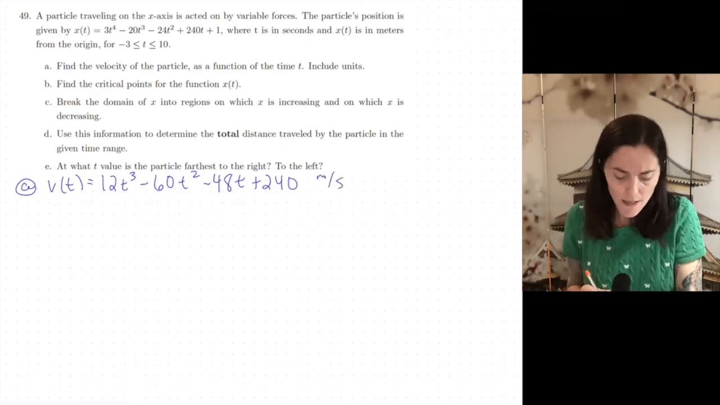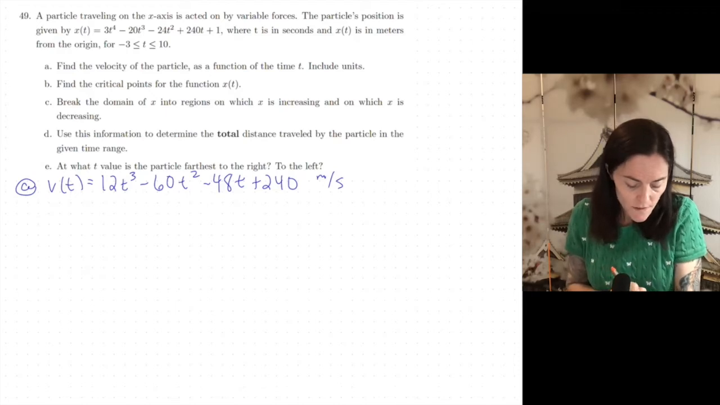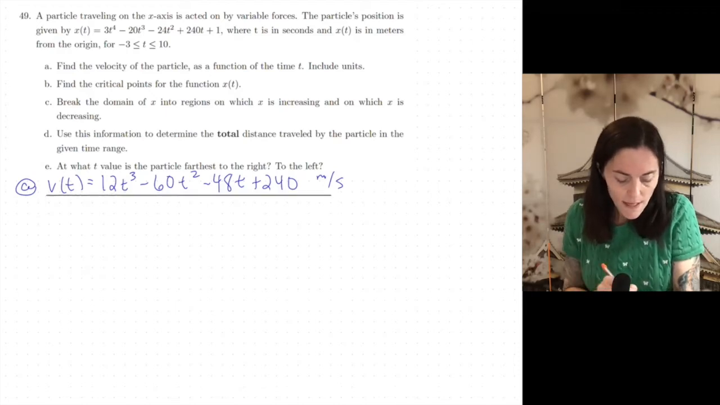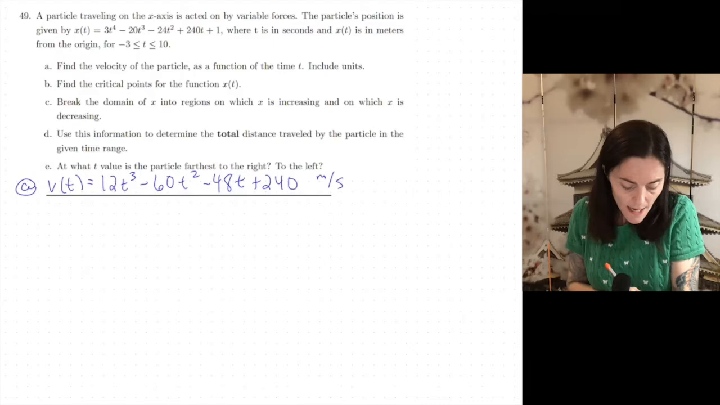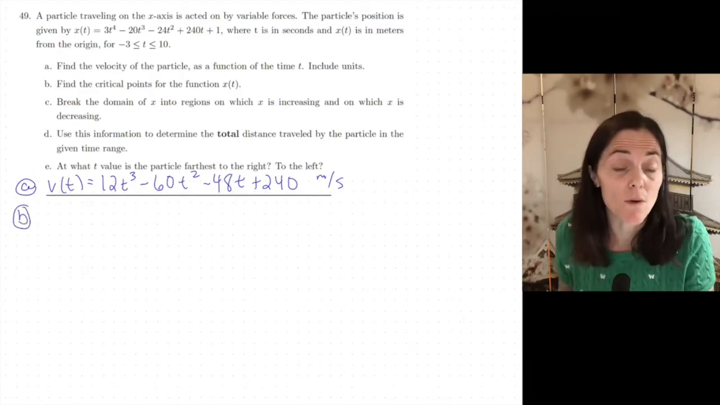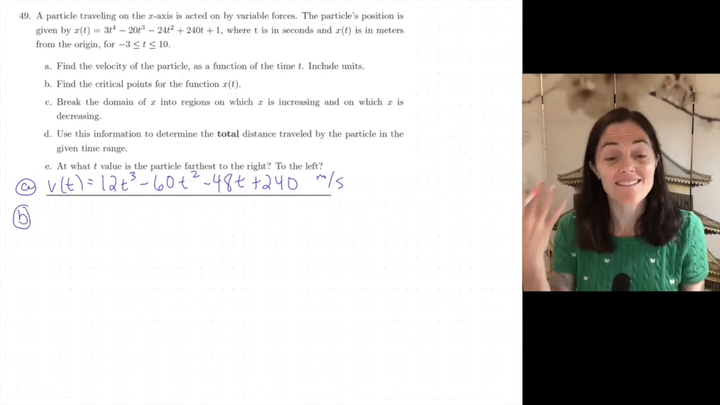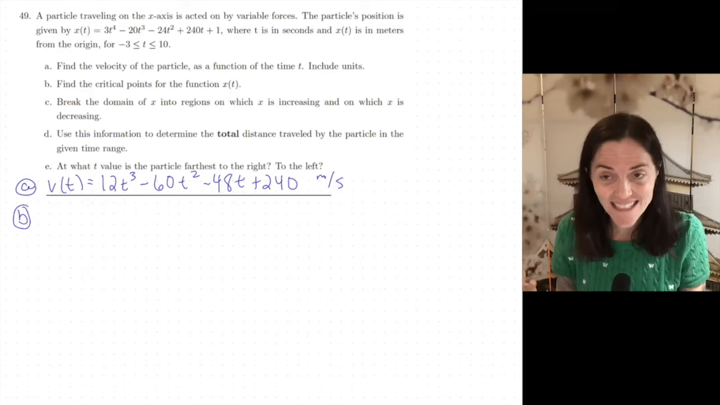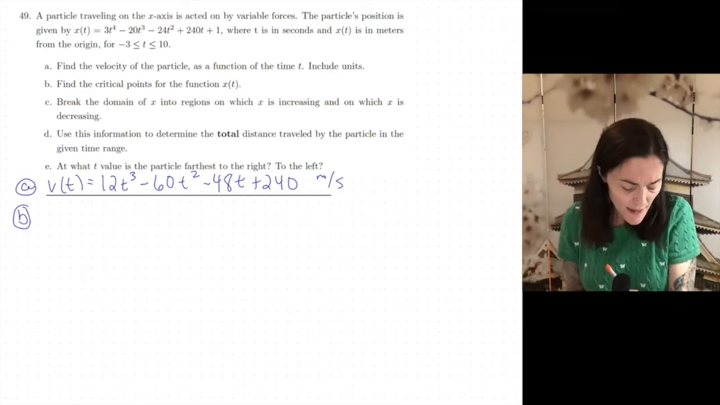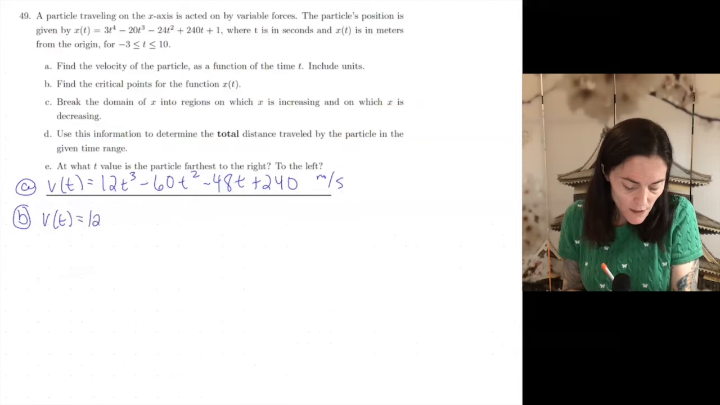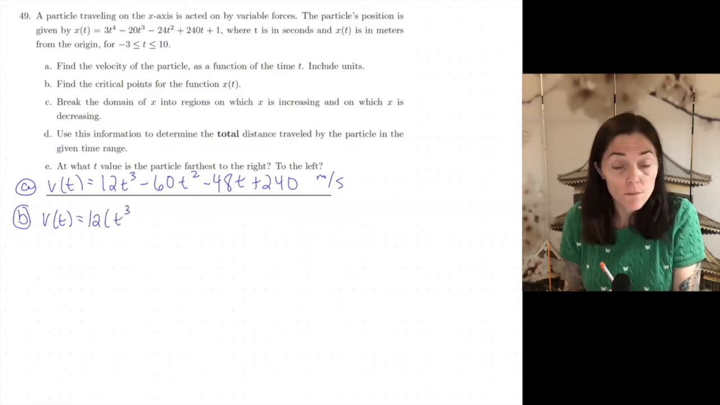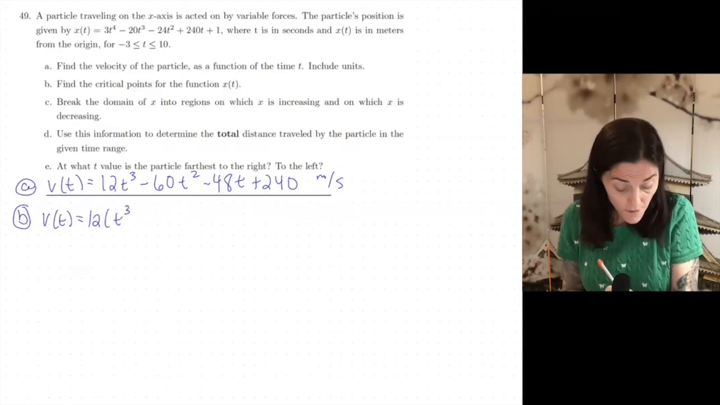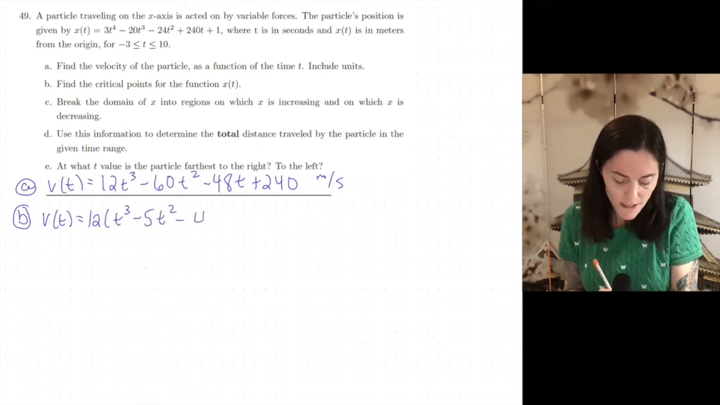Here is part A, but you see, I'm going to have to set this equal to 0, and so I need to factor this. And this, I think, is one of the harder parts of the problem. We have this cubic, which we need to factor, and that is usually not something that we are used to doing. But I can first factor out a 12. I have t cubed, and then I have minus 5t squared, and then I have minus 4t plus 20.